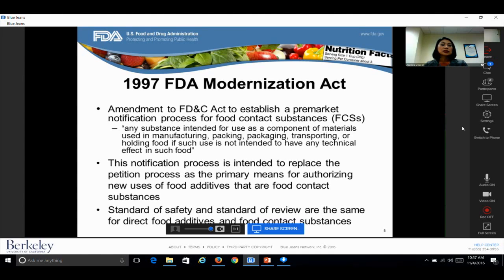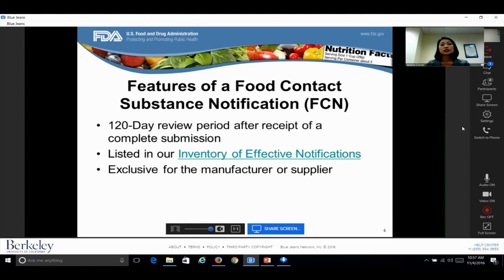Prior to the Modernization Act, these food contact substances were thought of as indirect food additives. The standard of safety and the standard of review are the same for both direct food additives and food contact substances. The features of a food contact notification that differ from a food additive petition are that it has a 120-day review period after the receipt of a complete submission, and it is exclusive for the manufacturer or supplier. Once a food contact notification becomes effective, it is listed in our inventory of effective notifications on our website.